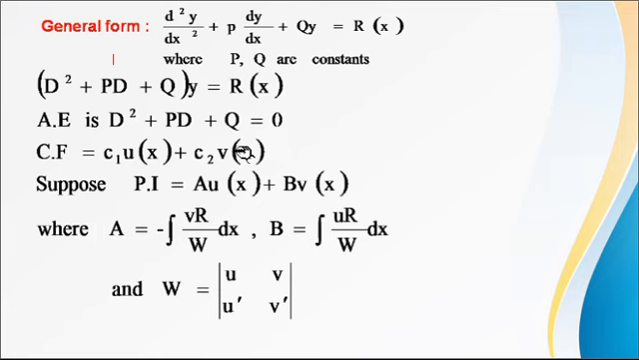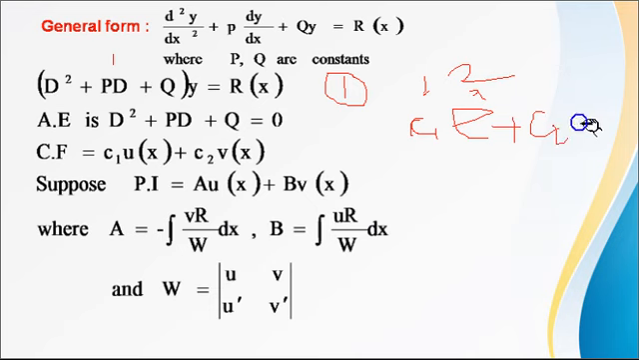According to the nature of the roots, I have to write down the complementary function. Let us assume the CF is c1 u(x) + c2 v(x). That means, suppose 1 and 2 are the roots. Then what is the CF? c1 e^x + c2 e^(2x). In this case, we consider this as u(x) and this as v(x).